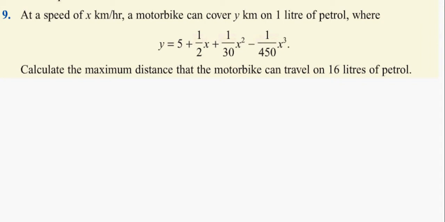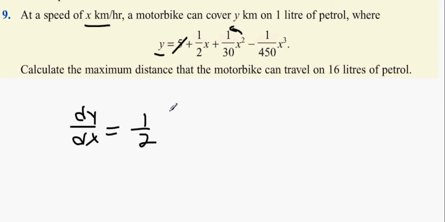Okay, so what we need to realize here is that this graph represents y kilometers on 1 litre of petrol. We have to find the speed that gives the maximum. So what we're going to do is differentiate, do dy/dx, and what we're going to get is the 5 cancels, x becomes a half, the 2 gets multiplied by 1/30th, so 2 times 1/30th is actually 1/15th, so it's going to be (1/15)x.